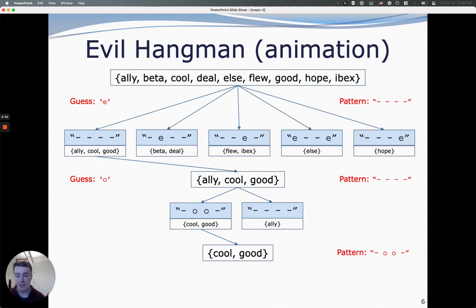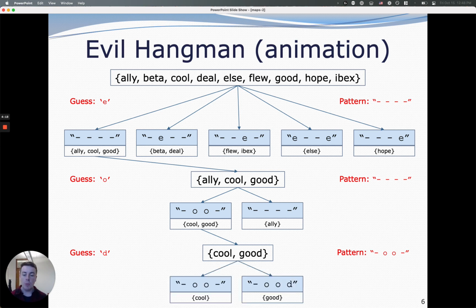Okay, so now the user can keep playing. The set of words we're considering is just cool and good. So then the user might guess D, and the same process: we generate the pattern for cool using the letter D and good using the letter D. One thing to note is that the patterns we're generating are always based off the current pattern.